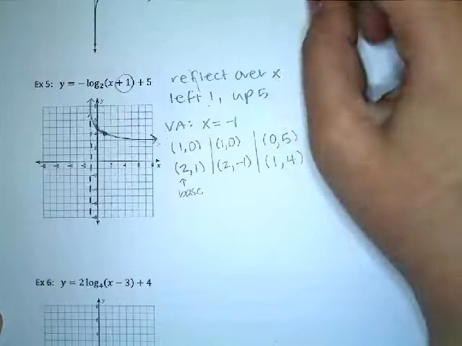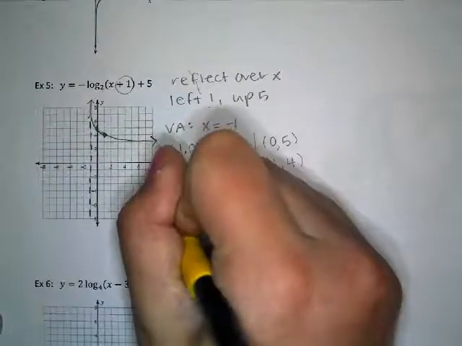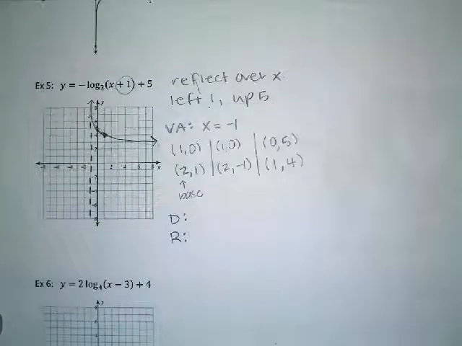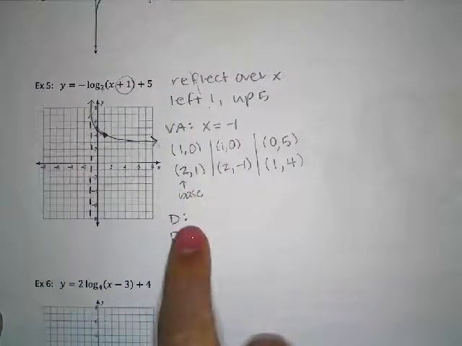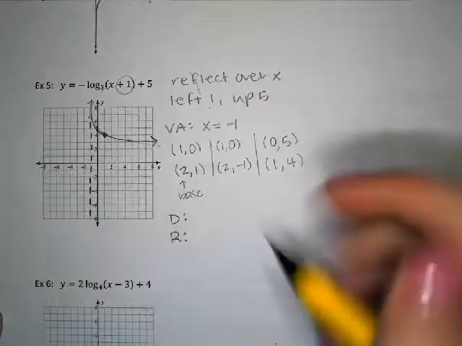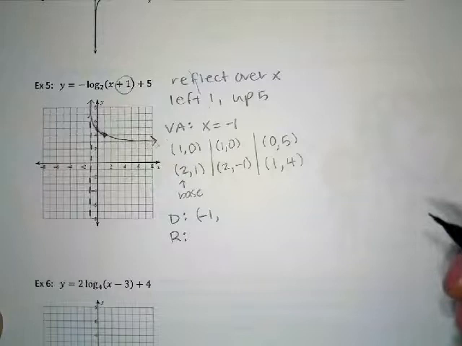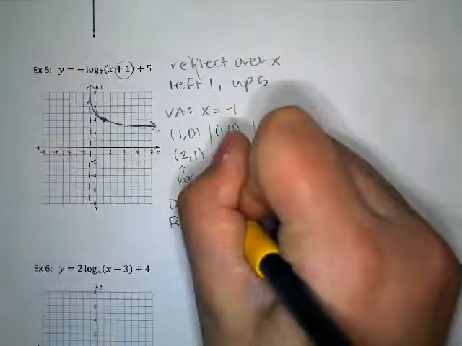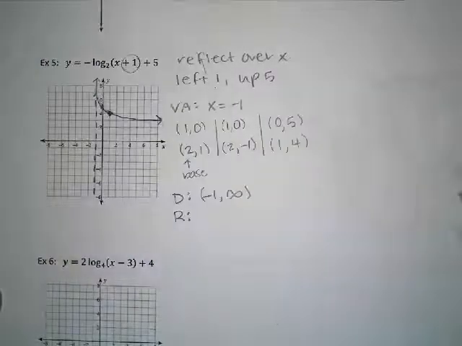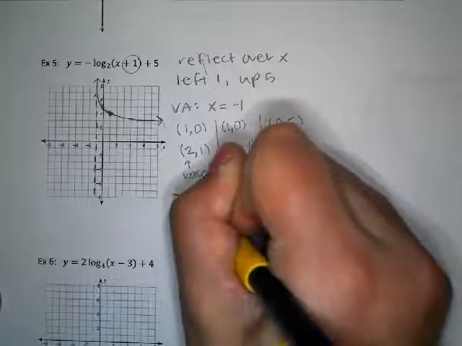So domain, we got to do left to right and down to up. So domain is left and right. How far left does the graph go? -1. Does it touch -1? No. Okay, parenthesis. How far to the right does it go? Infinity. Okay. And then the range, we've got down and up. How far down does the graph go? -infinity. It goes forever. It just goes slowly. And then how far up does it go? Forever. Okay.